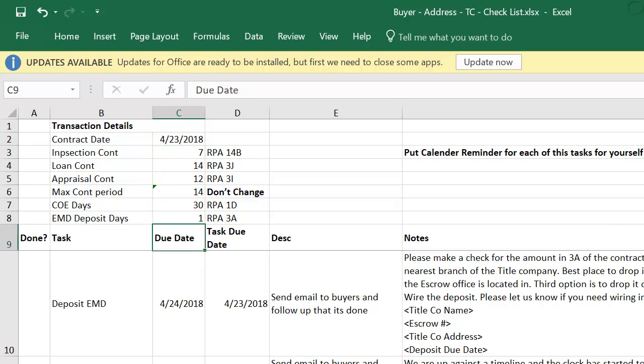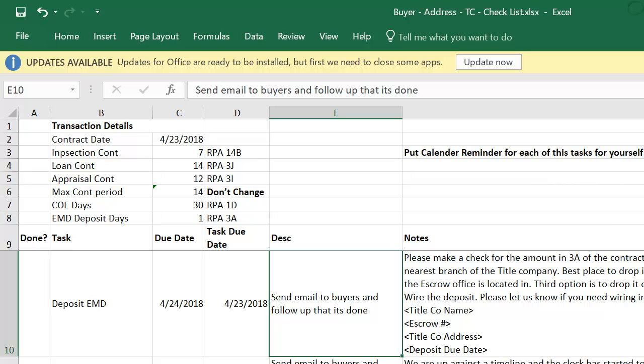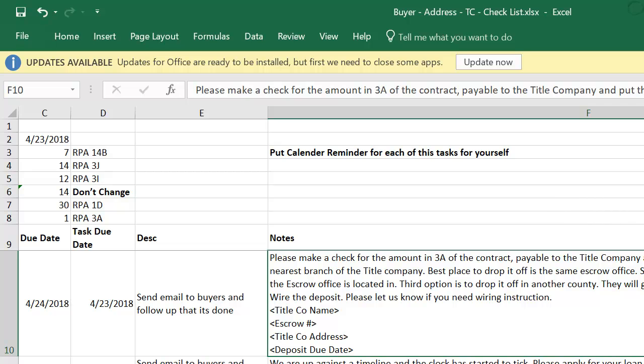So what it says is because we had the 1 day for earnest money deposit, EMD should be deposited by 4/24, which is 1 day after. And this date basically says when you should follow up so that this task gets done on the day it is due. And therefore it says that what you should do is send an email to the buyers and follow up that it is done. And here is a template that you can use and customize it to send it to the buyers.